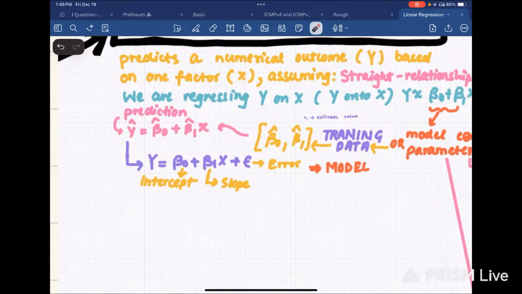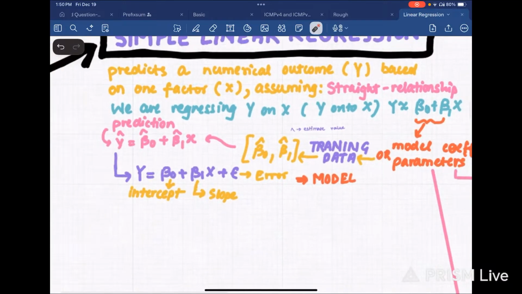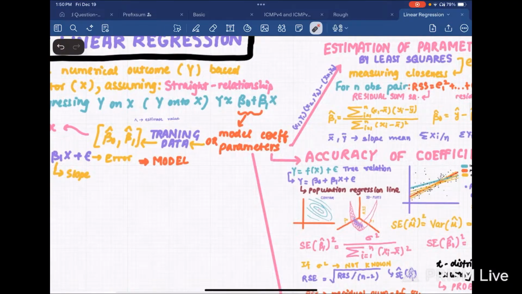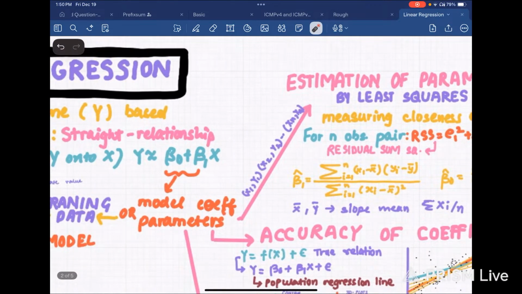So we will start with this estimated value. This cap basically represents the estimated value. You can see it in the notes here also. We will use the training data we are getting to estimate the parameters and the model coefficients we have.